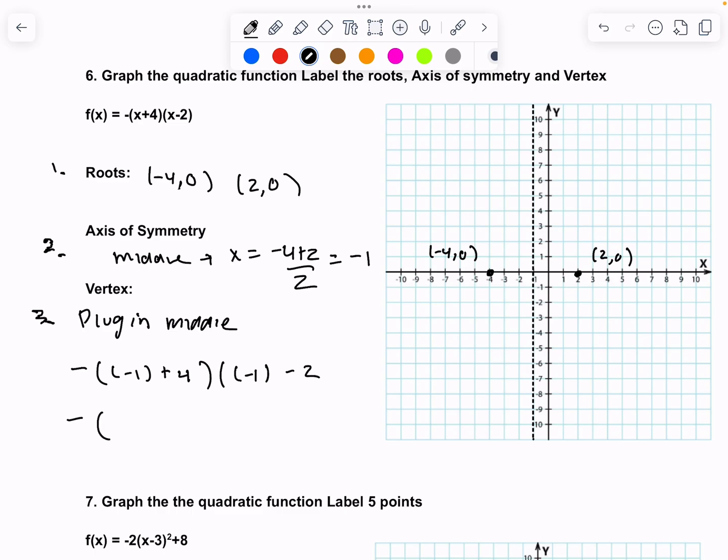So I'm going to get negative. Negative 1 plus 4 is 3. Negative 1 minus 2 is negative 3. So because of this negative here, my vertex is positive 9, because you're multiplying negative 1. Remember, that's what the negative really means. Negative 1 times 3 times negative 3. So that's positive 9 right here. And so I could tell this is negative 1, positive 9. And that looks like this. There we go.